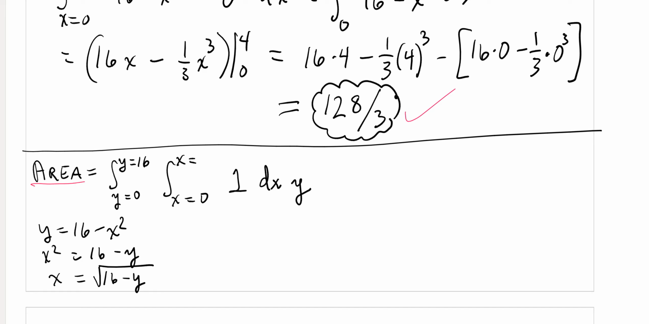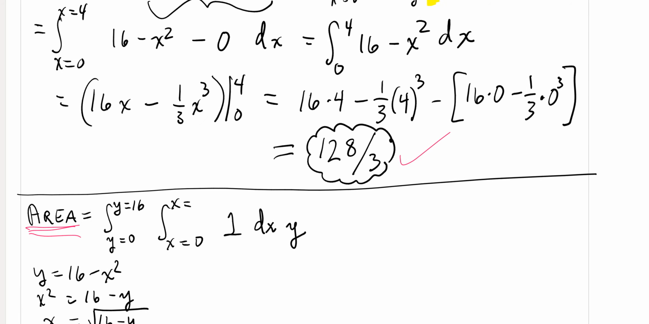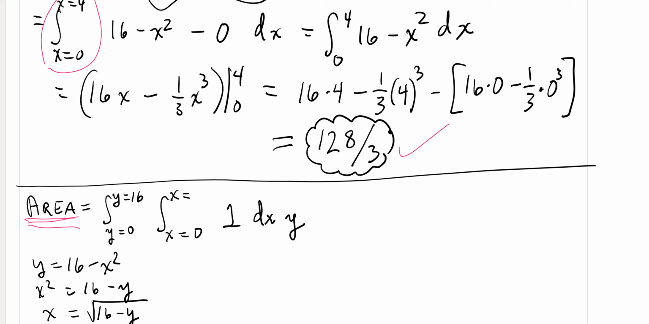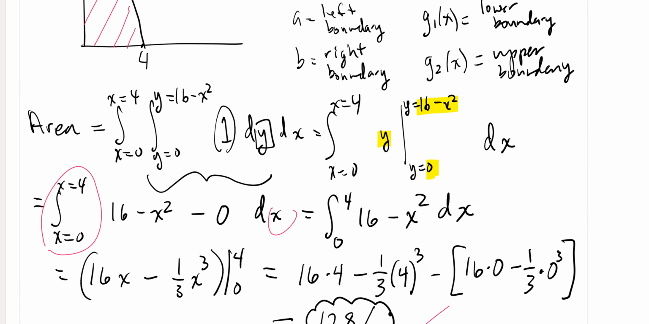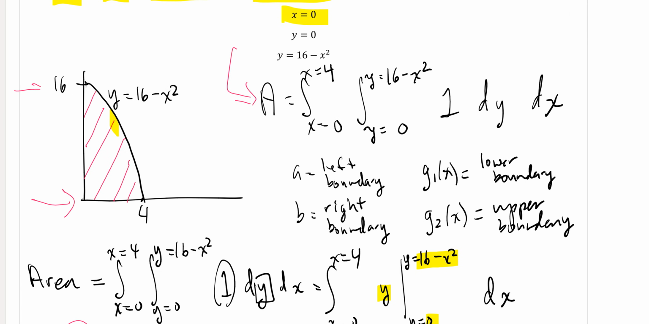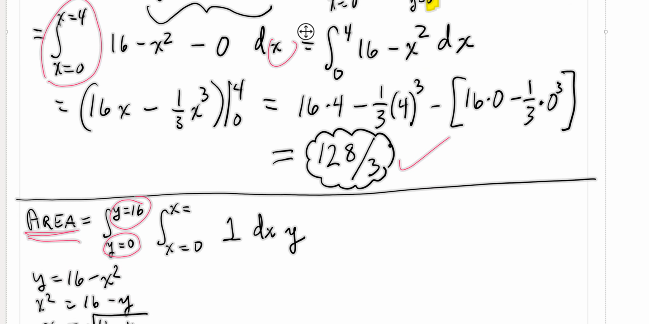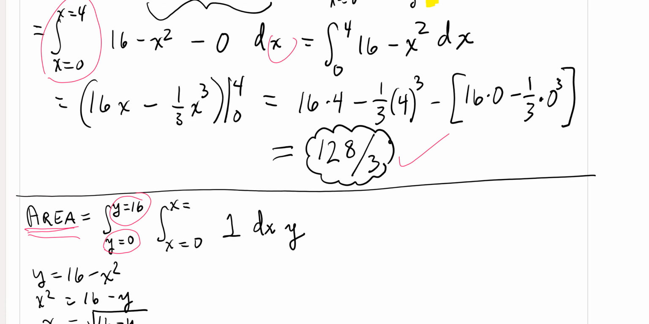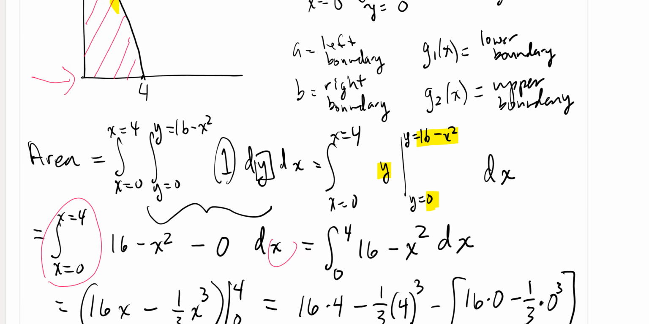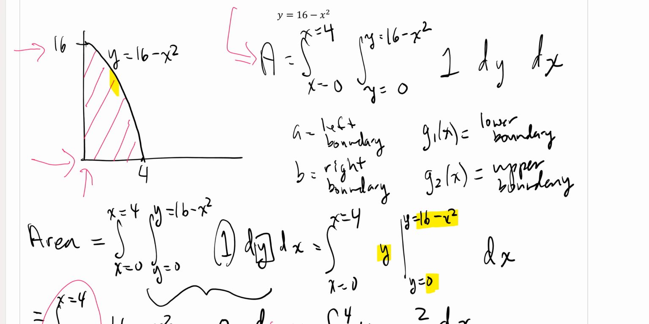Now I want to set up that one the other way as well, which would be y is now the outer integral compared to x was before. So the y limits of the region are going to go from 0 to 16. That's here to here. The left-hand boundary of the region is x equals 0.